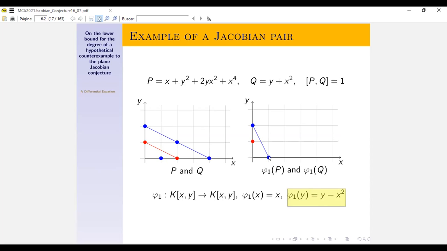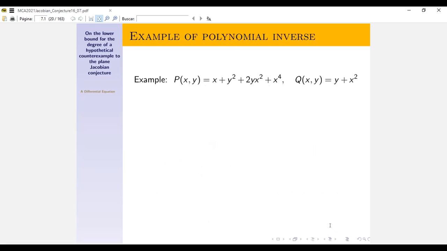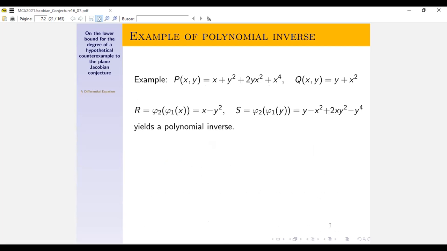The next step is to reduce further the support of P, and we apply phi two. Phi one of P is x plus y squared, and then we apply x to x minus y squared. Then phi two and phi one give the inverse of the polynomial function defined by P and Q. One can readily compute this: R is phi one of x minus y squared, and S is phi two, phi one of y, which is this expression. This is the polynomial inverse that we are searching for.